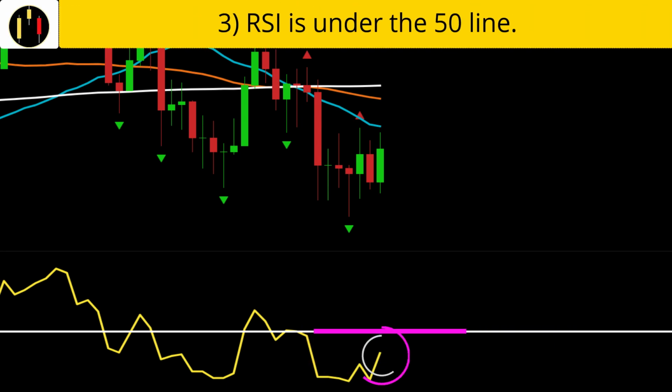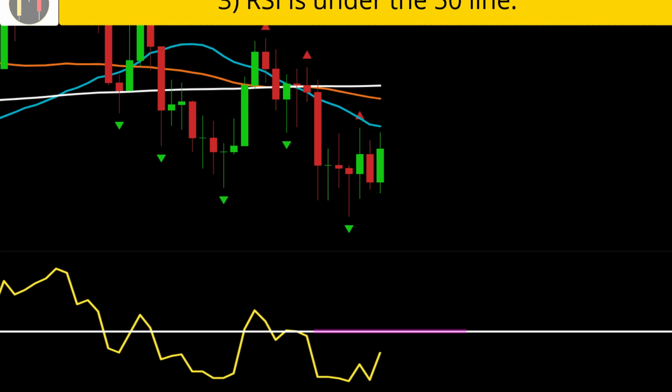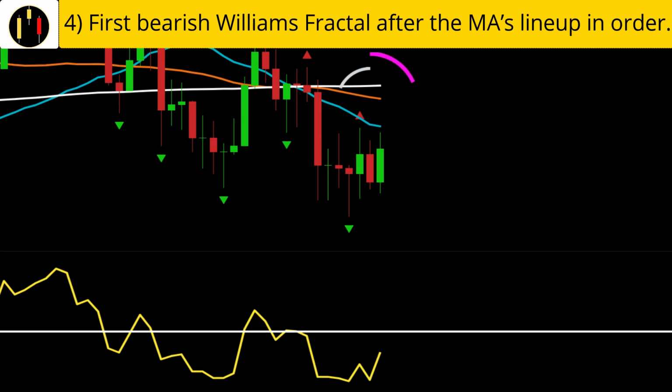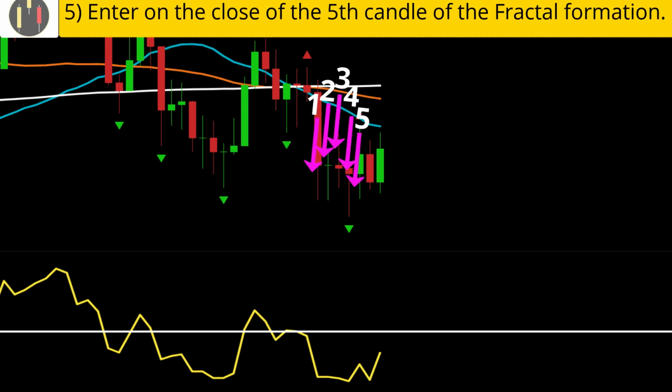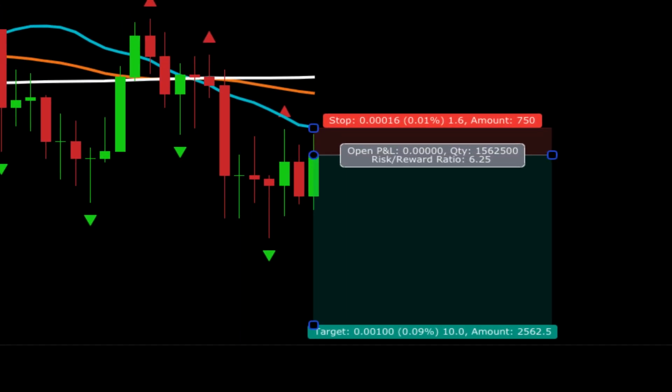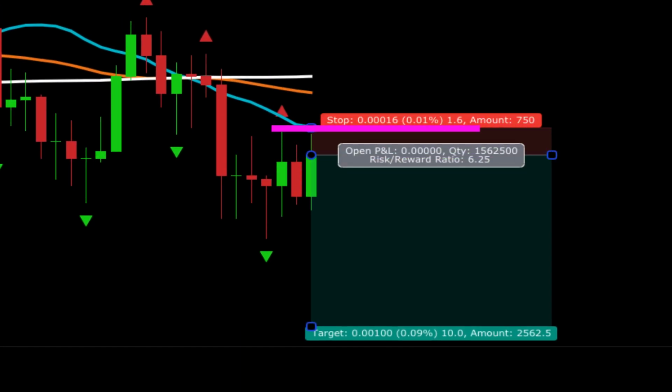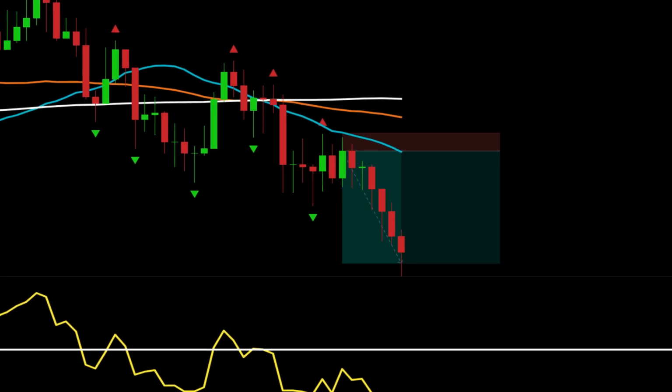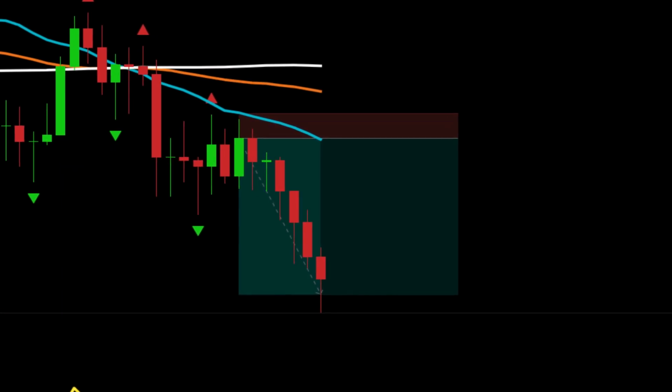Third, the relative strength index must be under the 50 line. Fourth, we are looking for the Williams Fractal sell signal after the smooth moving averages line up in order as per rule number 1. Finally, we are waiting for the close of the 5th candle on the fractal formation. This is our trigger. We place our stop at the top of the candle where the fractal sell signal appears and target 10 pips. And this one hits our target with a risk to reward ratio of 6.25.